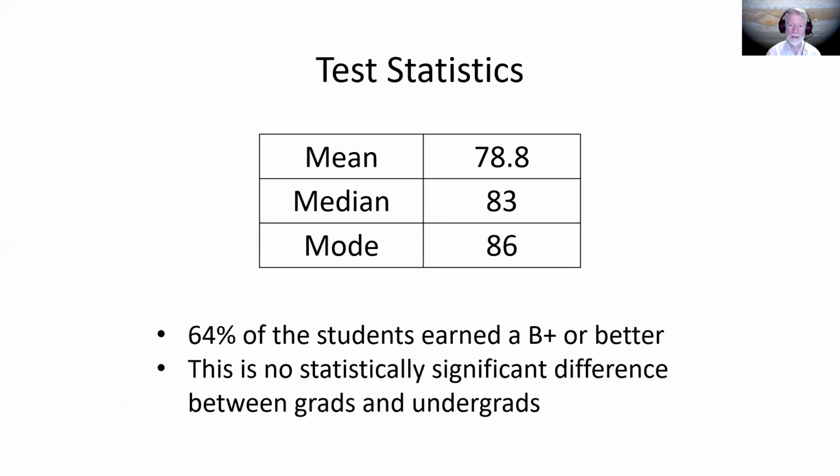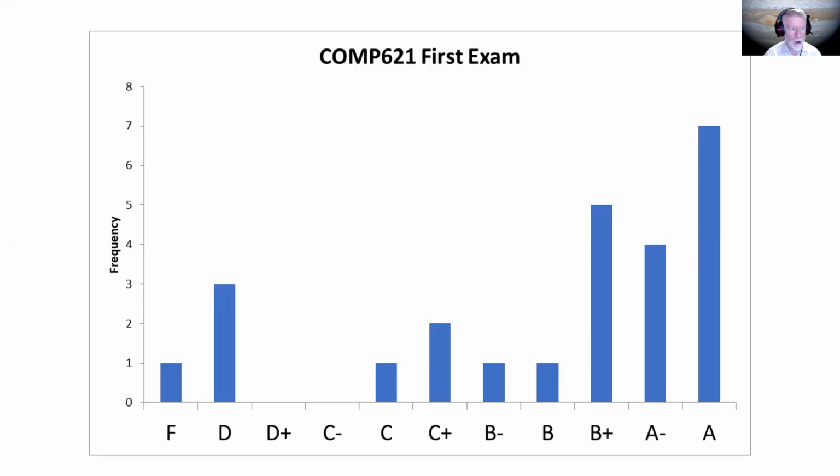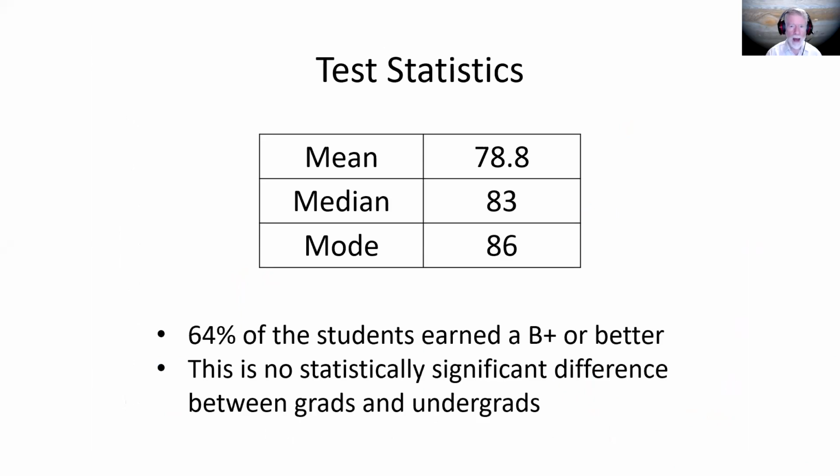For those who like statistics and numbers, that's me, the median score was 83, which means about 64% of the students got a B plus or better. That's good. About 2/3 of the students got a B plus or better. I'm happy with that. I can't get everybody.